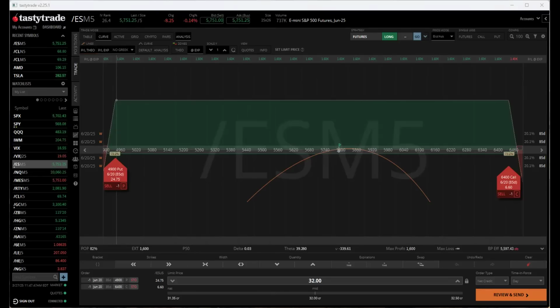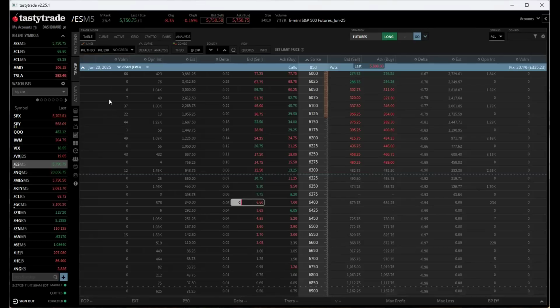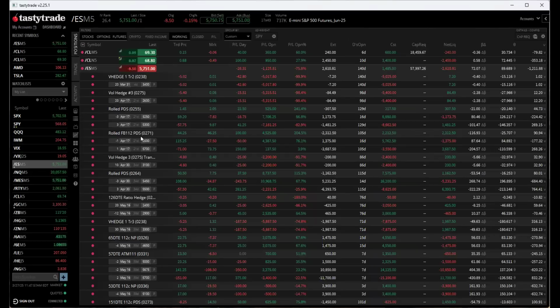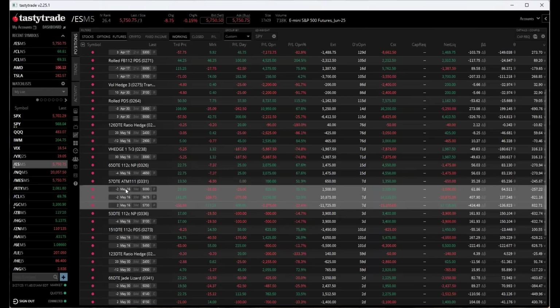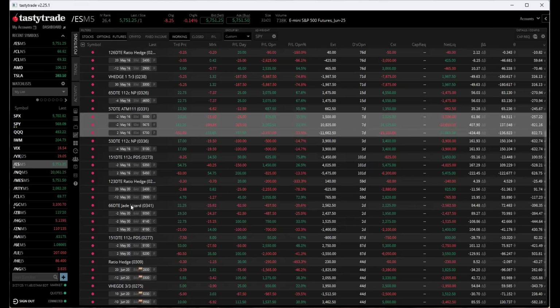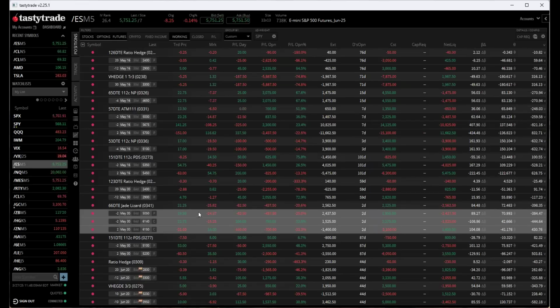ES strangle. And so there's an ES strangle opportunity. We also talked about an at the money 112 or even a Jade Lizard. Now, if we're looking at these things, we do have an at the money 111 working. This thing's up 50% in 7 days. So nothing to do there. And then we also have a Jade Lizard. That Jade Lizard's down 20%.